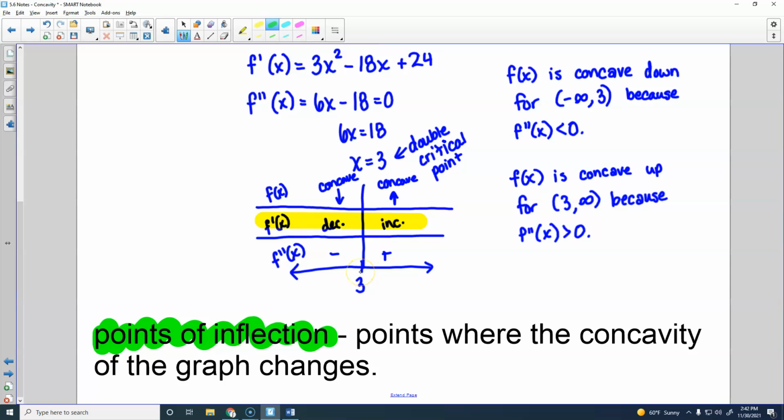The question didn't ask us about points of inflection, but we would have a point of inflection there because our concavity changes. Your double critical points, or whatever points you want to call them, are not necessarily points of inflection, but they might be. They're your candidates for points of inflection. They're your nominees for points of inflection.